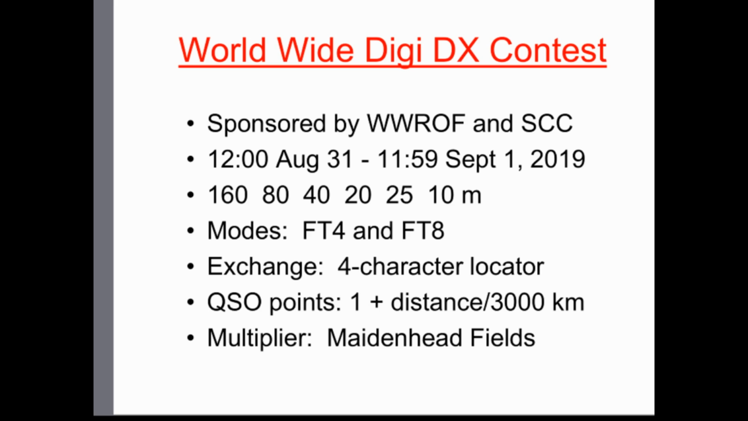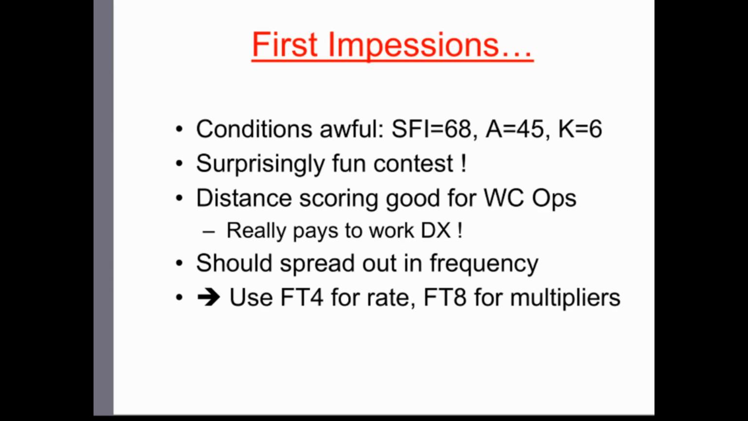And the multipliers in this contest are made up of the first 2 letters of your 4-character locator. So we're here in FN20. FN is our Maidenhead field. And you want to work as many of those as possible. So working lots of grids in FN, FN20, 21, and so forth, that doesn't help. But FN and then FM and CM and so forth, those are all good. Those are multipliers. Okay?